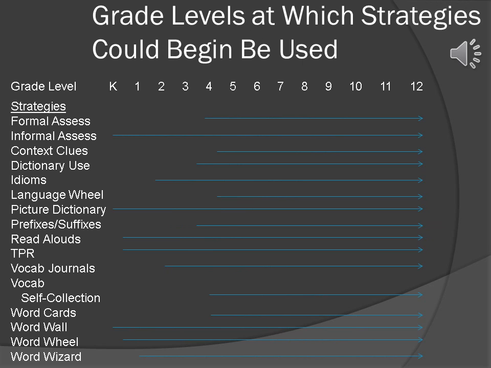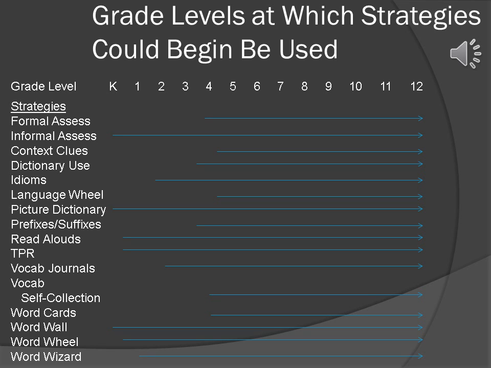This chart can provide you with a guideline of what strategies could possibly be used in your classroom based on what grade level you teach. All strategies can be used through 12th grade or even beyond. Formal assessment usually starts around 4th grade, but informal assessment you can start in kindergarten. Context clues are better started in around 4th to 5th grade. Dictionary use is best around 3rd to 4th grade. Idioms can be started in 2nd grade.